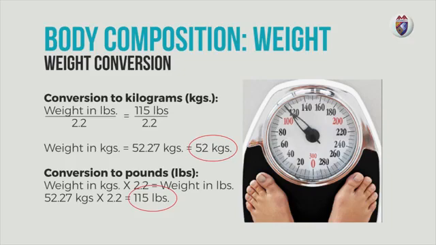For curiosity's sake, if you want to convert your weight in kilograms back to your weight in pounds, the formula will be in reverse, which means that instead of dividing, you will multiply 2.2 to your kilogram weight, which would now look like this. Your weight in kilogram times 2.2 is equal to your weight in pounds. From the example, it would be 52.27 kilograms times 2.2, and the answer is now 115 pounds all over again.